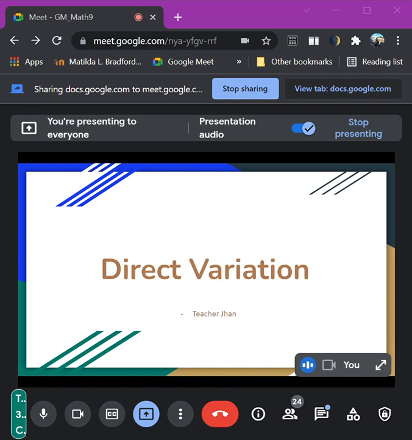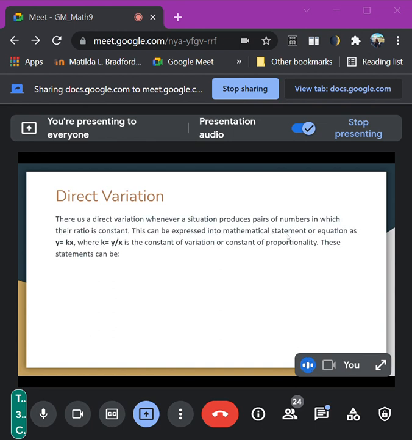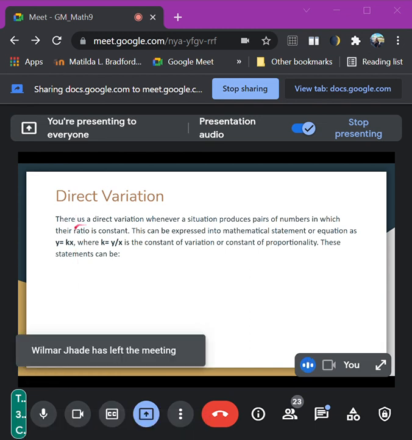So, what is direct variation? When we say direct variation, it tells us that a situation produces pairs of numbers in which their ratio is constant. So, if we are going to talk about ratio, class, what is a ratio?